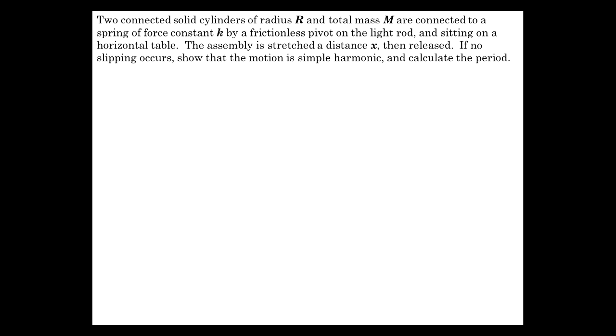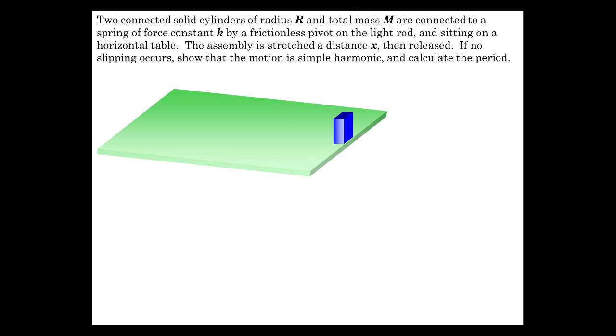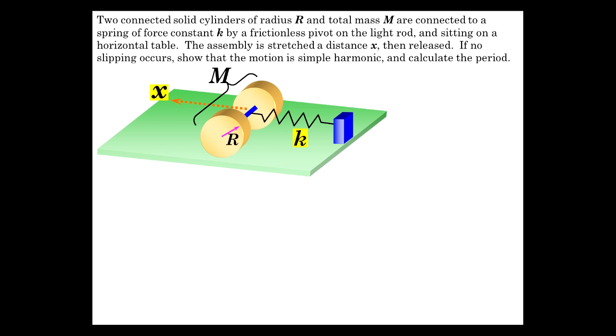Here's a great little AP physics problem involving dynamics and simple harmonic motion. So we have a kind of composite system here: a 2-disc system, kind of like a dumbbell, hooked to a spring, and the whole thing is mass m, radius r. We're going to pull this back, x, and let it go, and hopefully we're going to see if this is going to oscillate back and forth in simple harmonic motion. Show that it is simple harmonic motion.